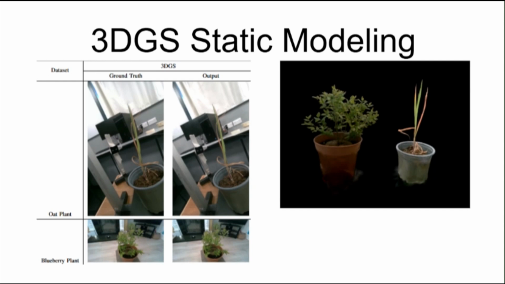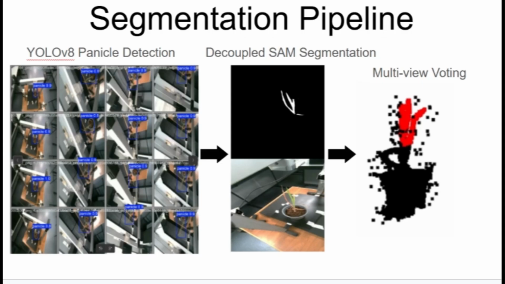We trained a 3D Gaussian splat on our captured data, and here are our results. We also use the Unity plugin to edit the 3D Gaussian splats so that we could remove the background. We also developed a segmentation pipeline where we use YOLOv8 to detect the panicles, and then we use decoupled SAM segmentation to get the segmented-out panicle, and we use the multi-view fusion algorithm to then essentially one-hot encode the points of the model.